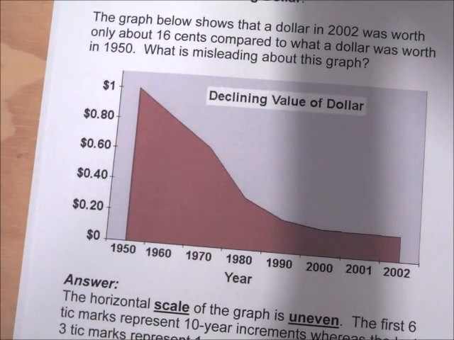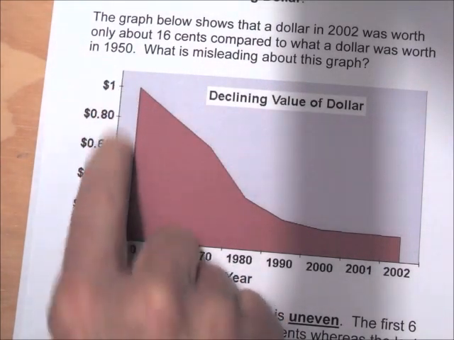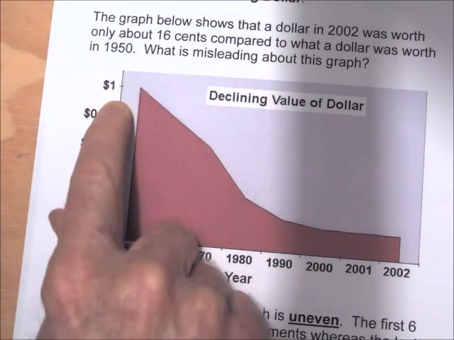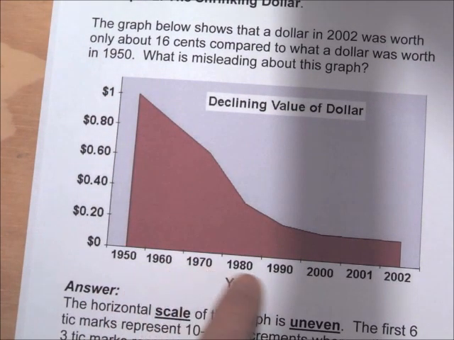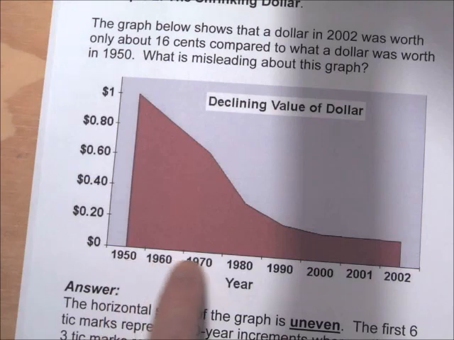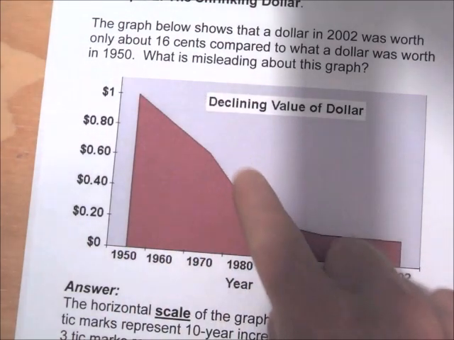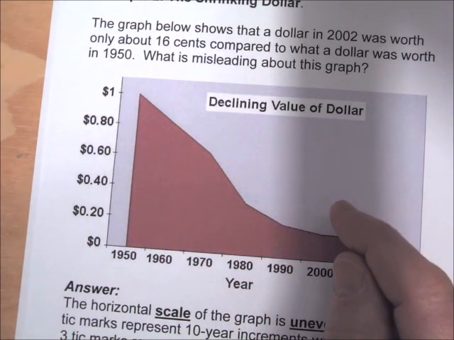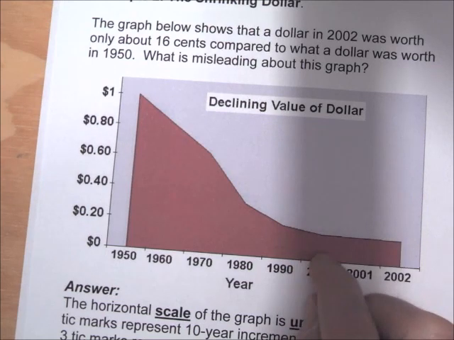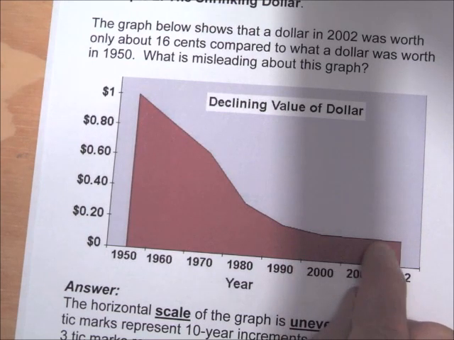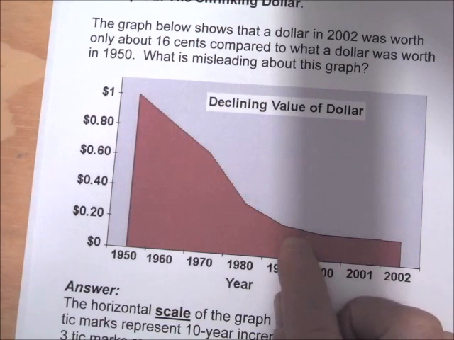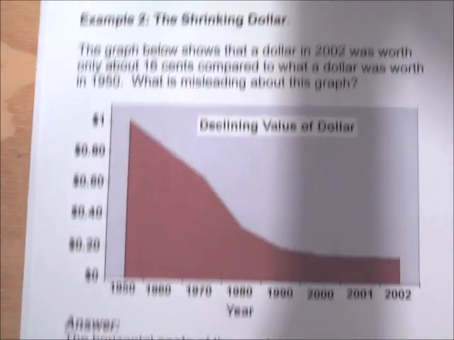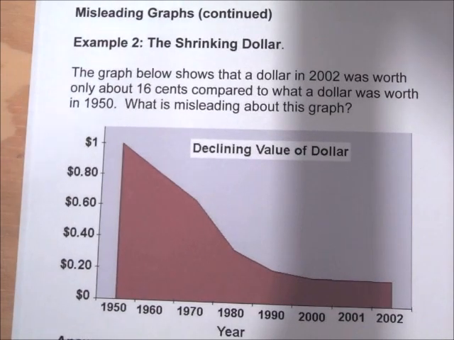Another misleading graph. This is also about the declining value of the dollar. So here we have values of the dollar on the vertical scale from 0 to 1, and then we have the year on the horizontal scale from 1950 up to 2002. It looks like the dollar declined very steeply in the 1950s, 60s, 70s, 80s, and then after about 1990, it looks like it leveled out. Maybe it's still declining a little bit, but not so much. And the question is, what is misleading about this graph?